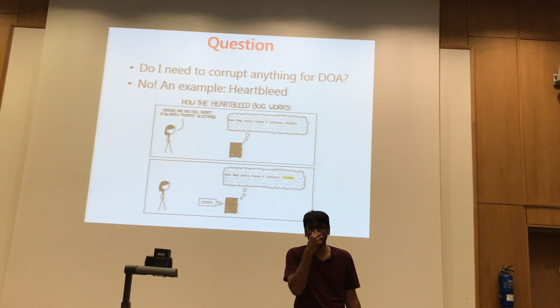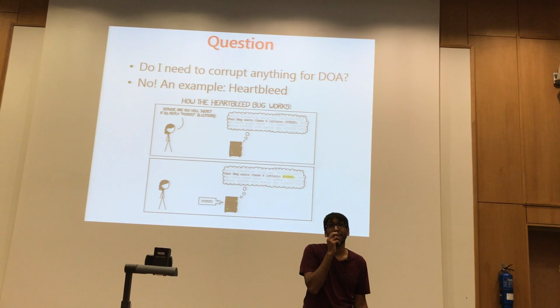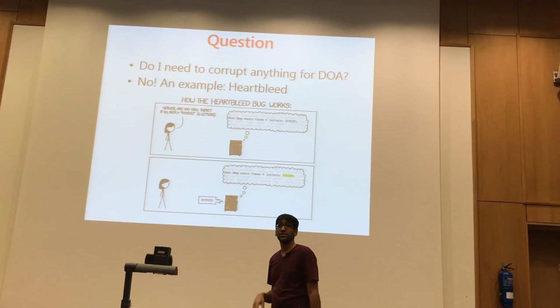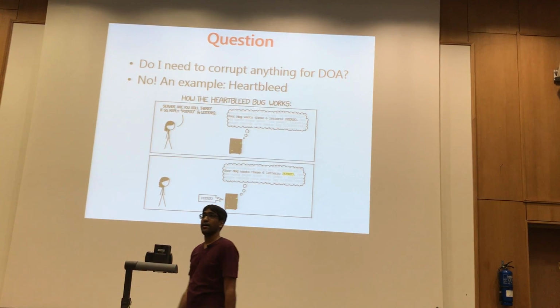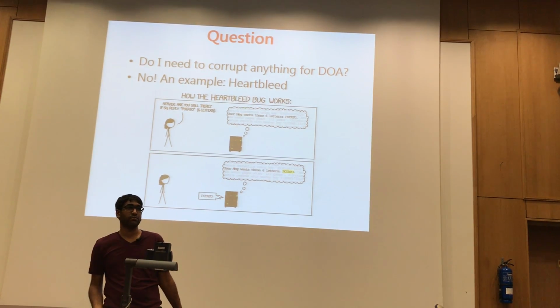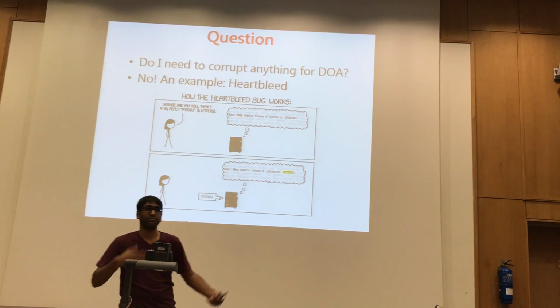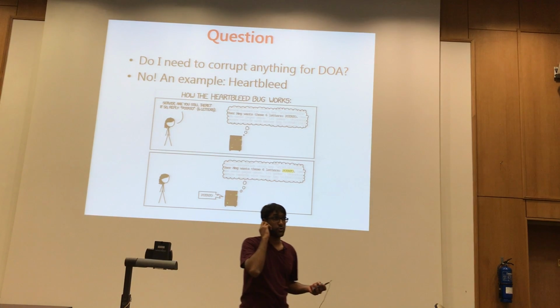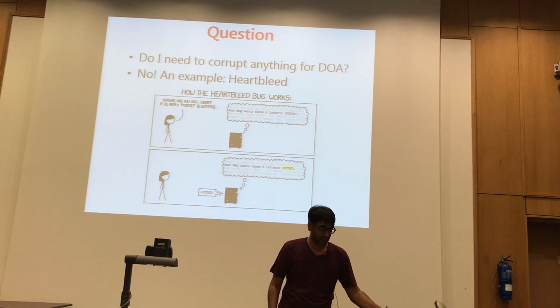Heartbleed is another example where actually you don't need to corrupt anything in memory. It's a read error. You give a large enough size and the program is silly enough to print out all the memory that sits next to the buffer. It just prints out all the content that you request, as much size of the content as you asked it to print out.